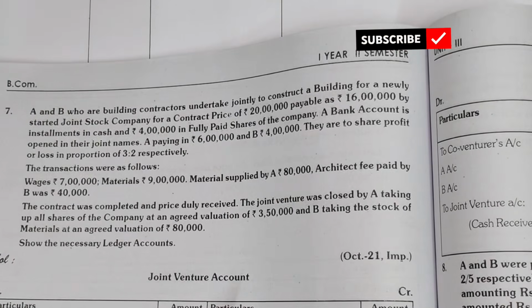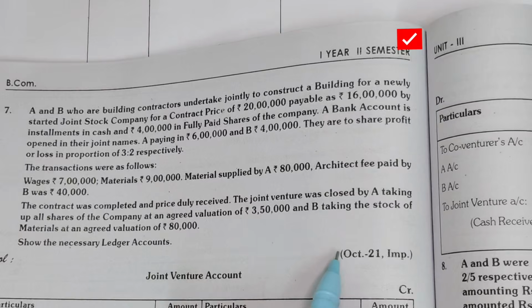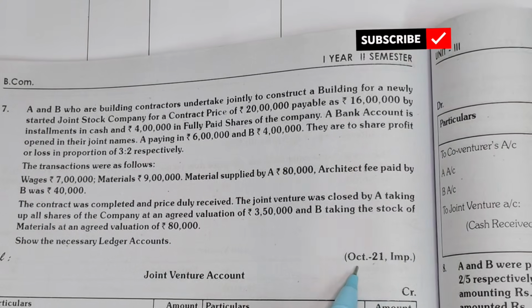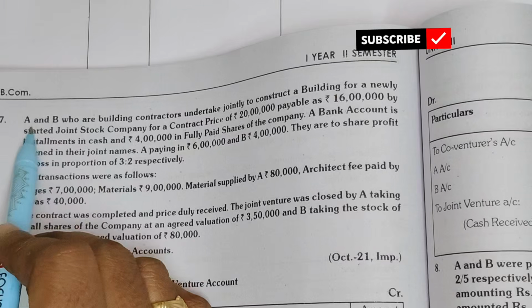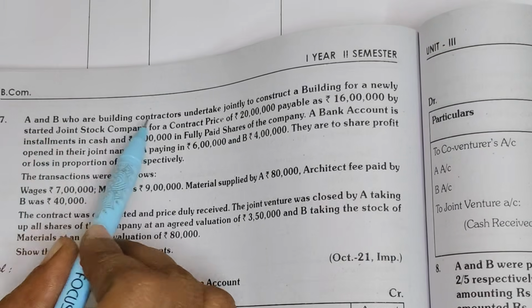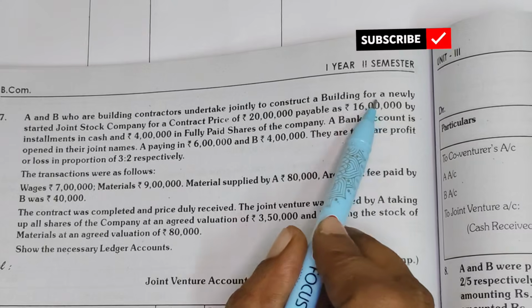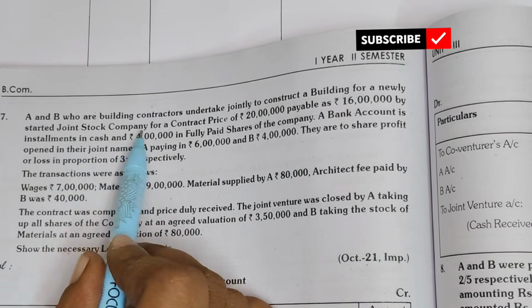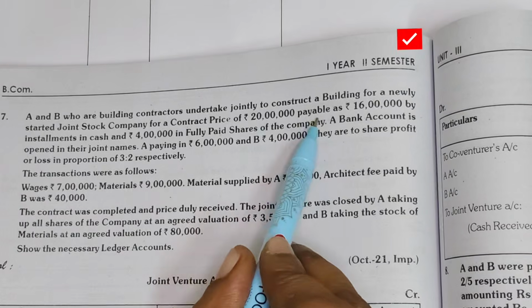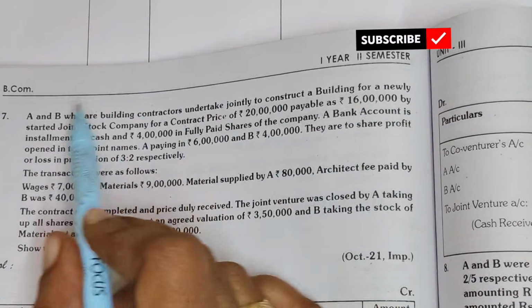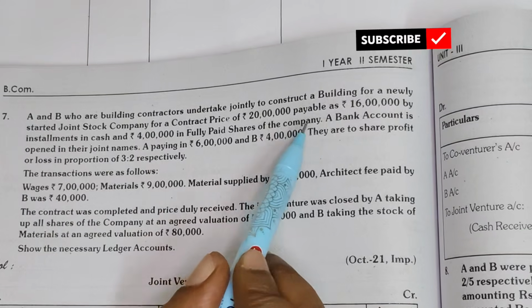So let's start one example and a very important question. It is a question from the 2021 paper. See, A and B, who are building contractors, undertake jointly to construct a building for a newly started joint stock company for a contract price of rupees 20 lakhs, payable as 16 lakhs by installments in cash and 4 lakhs in fully paid shares of the company.